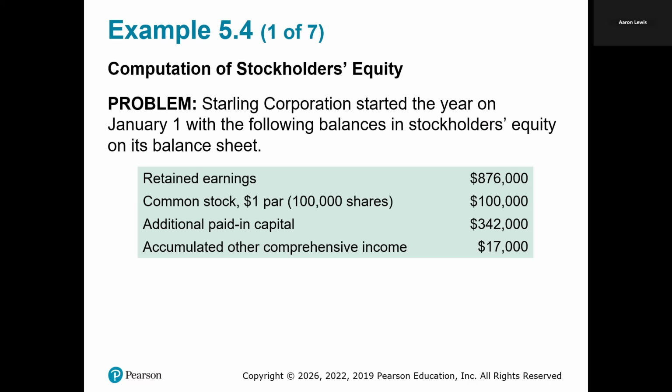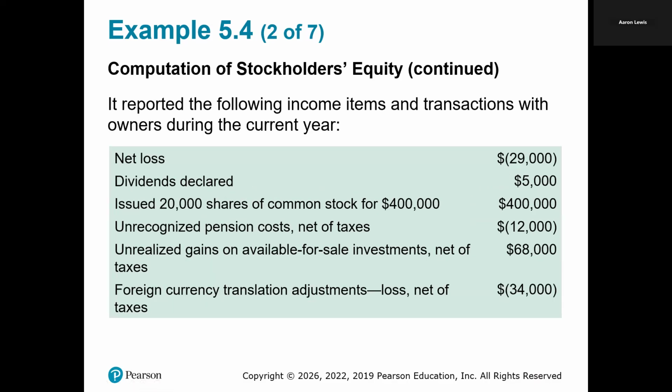In this case, I'm going to assume some kind of unrealized gain. So Starling has these items on their books. Well, during the period, here's what happened. We had an unfortunate period where our company lost $29,000. We also took $5,000 out of the company to pay it to our shareholders. But we did manage to bring a bunch of capital in because we issued 20,000 shares of common stock.